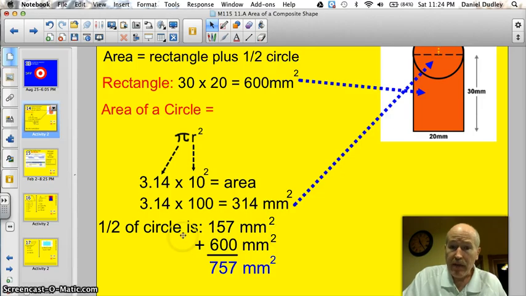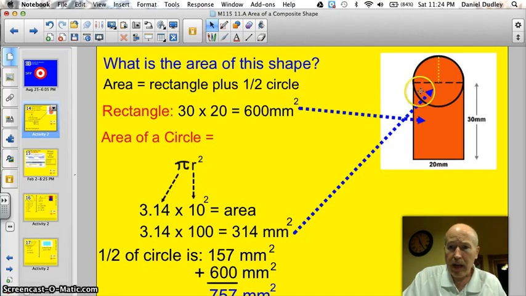I have to take half of that because I'm only using half of the circle. Half of 314 is 157. I add that to 600 and I get 757 millimeters squared. I found the area of the rectangle, I found the area of the circle, I cut the area of the circle in half, I added the two together. Sounds like a lot, but if you take it step by step, it's not that bad.